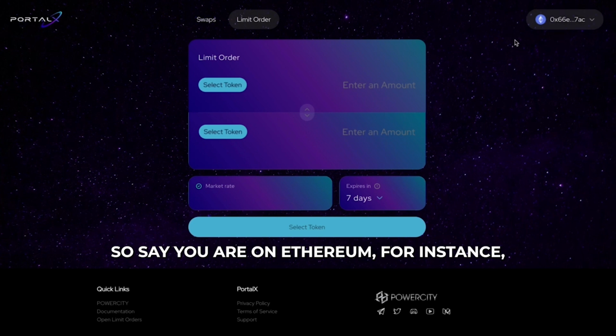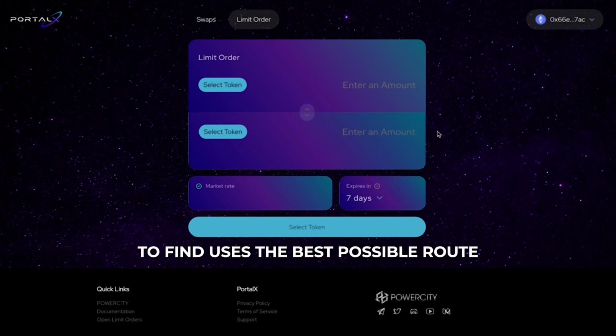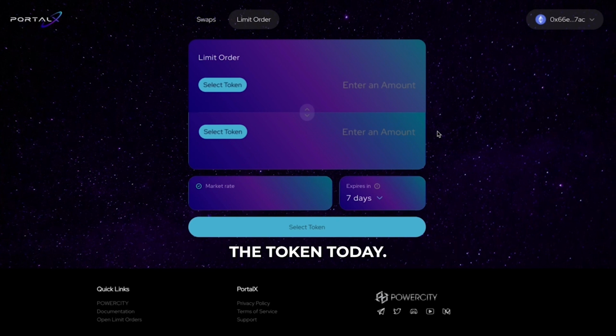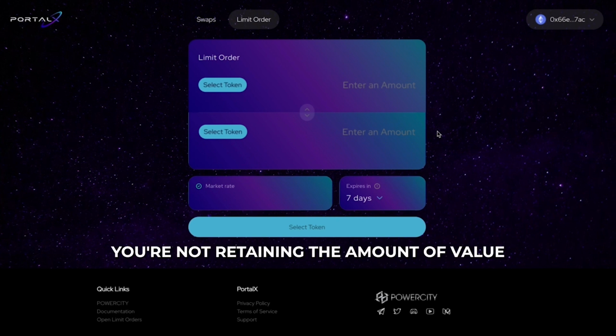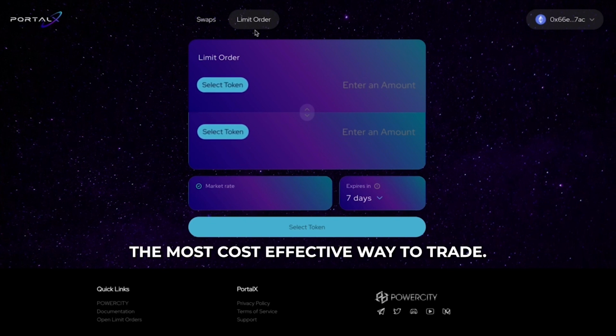Say you are on Ethereum, for instance, and you are looking to trade on Ethereum. PulseX is a bit like 1inch and Matcha, where it aggregates multiple different DEXes on that blockchain specifically to find users the best possible route to execute their trades. Say you are looking to purchase a token today and you went to Uniswap V2. Depending on the liquidity for the pair that you are trading between, you can potentially eat a lot of slippage, which just means that when you're executing your trade, you're not retaining the amount of value that you potentially could be retaining.